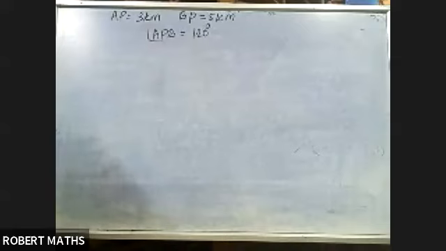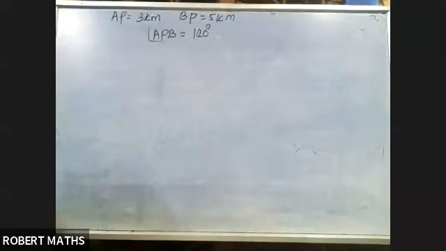Again, I'll dictate the problem. A straight tunnel is to be made through a mountain. A surveyor observes that the two extremities A and B of the tunnel to be built from a point P in front of the mountain. If AP is equals to 3 km, BP is equals to 5 km, and the angle APB is equals to 120 degree, then find the length of the tunnel to be built.